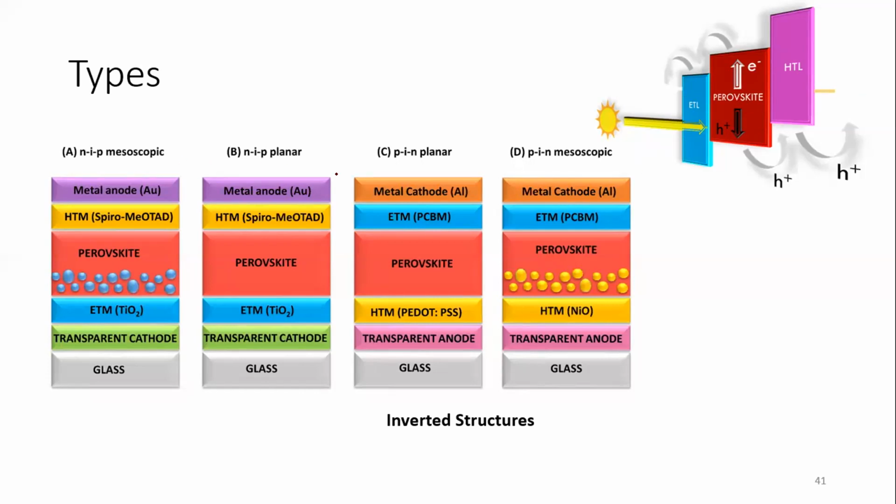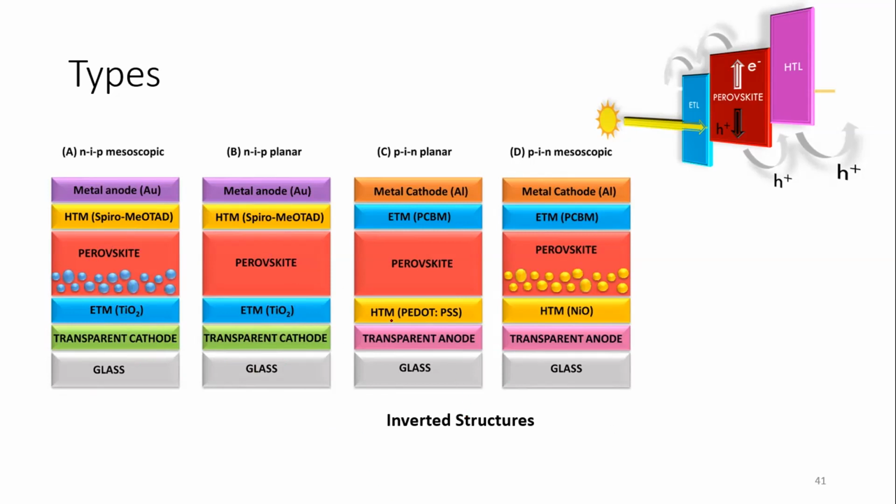So you have different types of perovskite cells. One is with mesoporous titanium dioxide. Another one is with planar, and this is called the normal structure. This is similar to organic photovoltaic cells, so they follow the same kind of architecture. And another one is called the inverted structure.